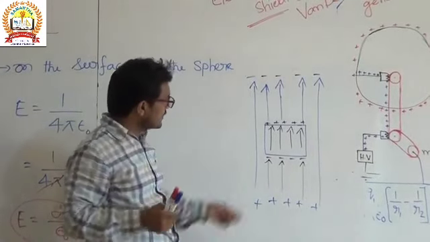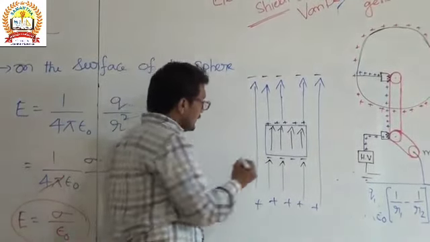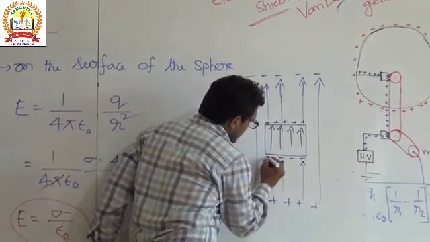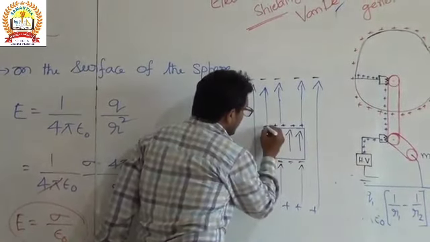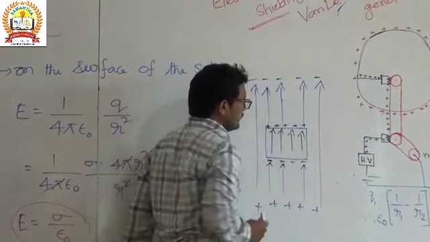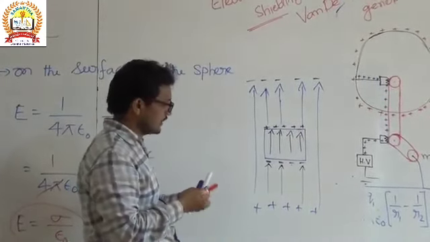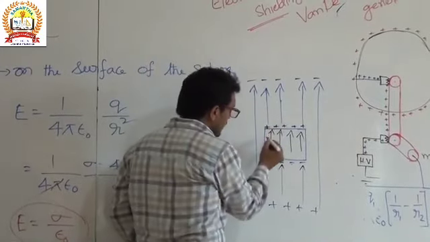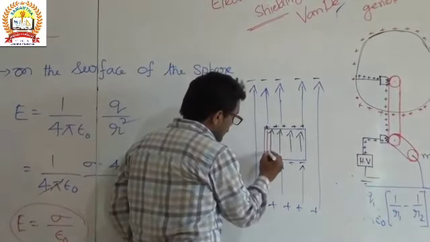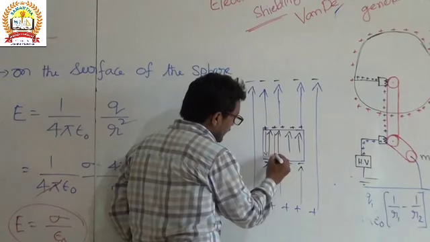Then when it is passing through the metal cage, here on the metal cage, here this negative charge, and on the upper surface of the metal cage is that positive charge. Then what will be the electric field direction inside the metal cage? That will be in the opposite direction, positive to the negative.